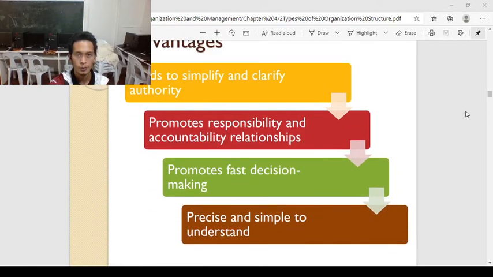It also promotes fast decision making because in a line structure, a problem can be solved at the first line level. So there is no need for it to be submitted or addressed to the middle line management. And then it is precise and simple to understand.